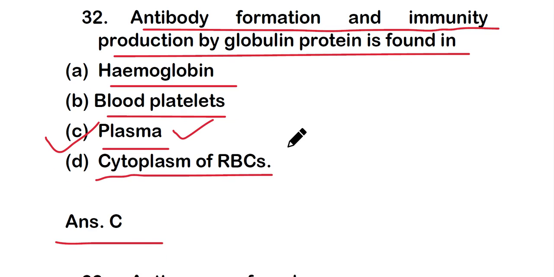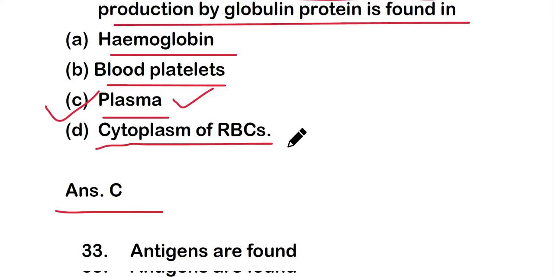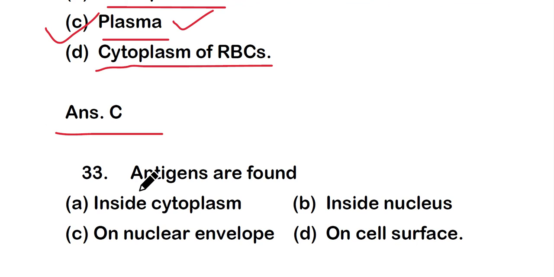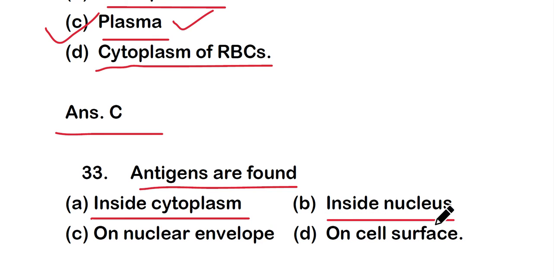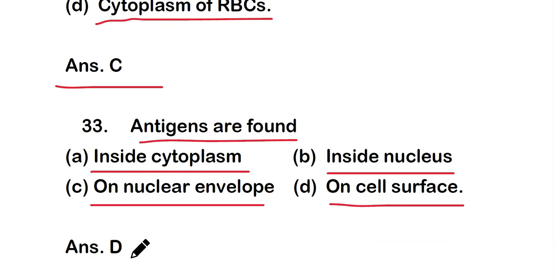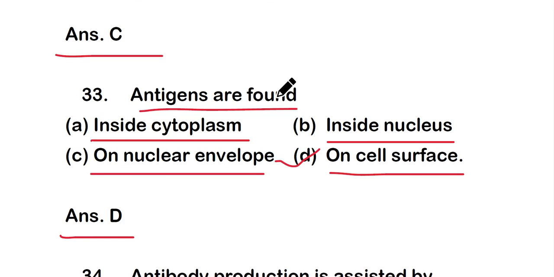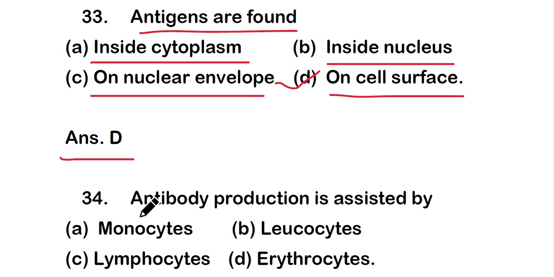Okay. So next is 33. Antigens are found option A, inside cytoplasm, option B, inside nucleus, option C, on nuclear envelope, or option D, on cell surface. So antigens are found on option D, that is on cell surface, to bind with the antibodies. Okay, so let's move on to question number 34.